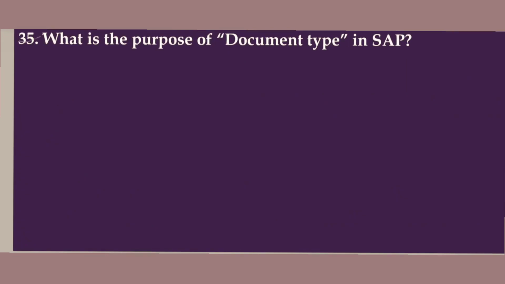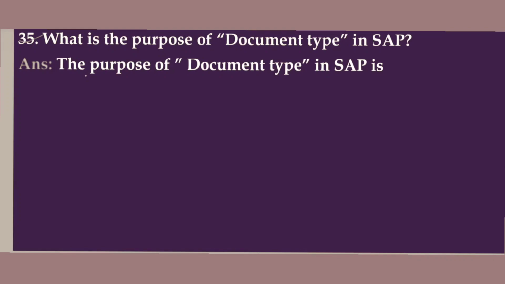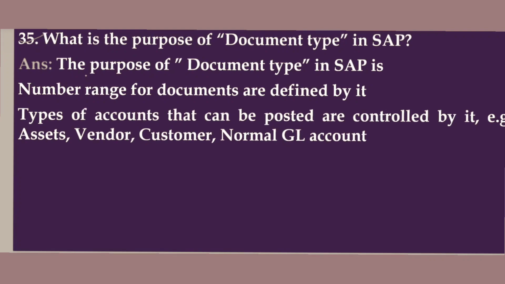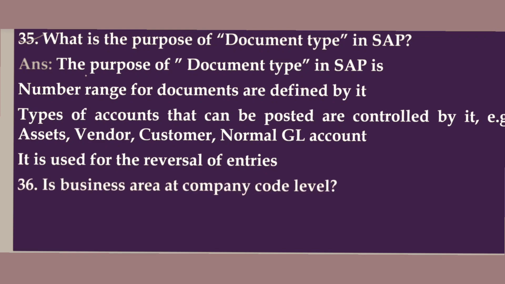What is the purpose of document type in SAP? The purpose of document type in SAP is that number ranges for documents are defined by it. The types of accounts that can be posted are controlled by it, for example assets, vendor, customer, normal GL account. It is also used for the reversal of entries.